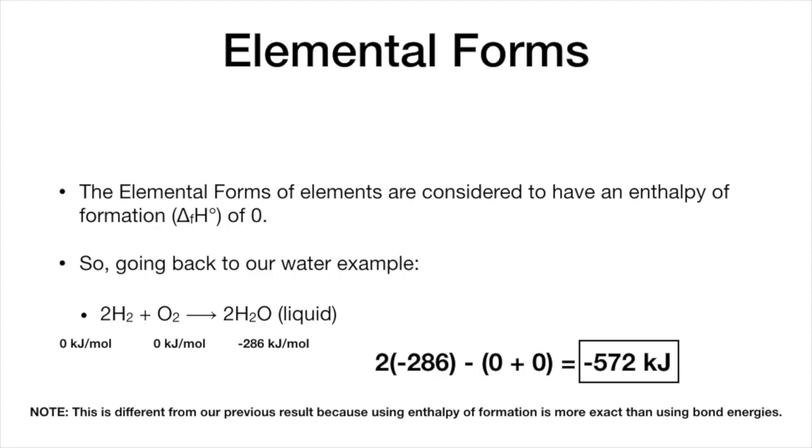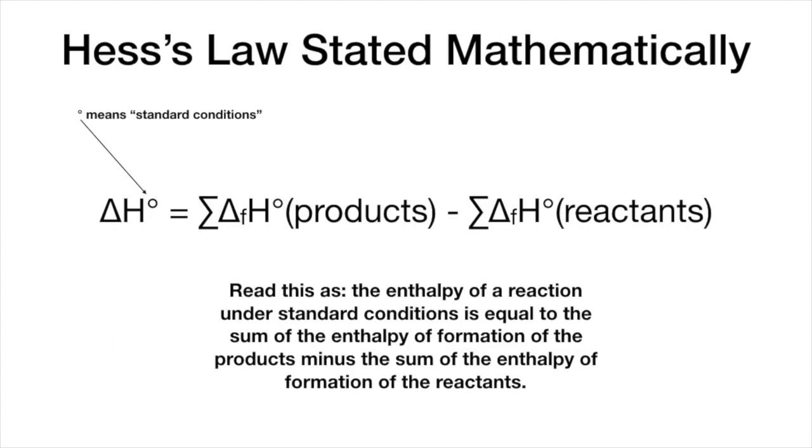So all this has been stated under Hess's law, and here's just a mathematical statement of Hess's law. If you notice these little degree symbols, they just mean that these occur at standard conditions. So the change in enthalpy at standard conditions is the sum of the enthalpies of formation of the products at standard conditions minus the sum of the enthalpies of formation of the reactants at standard conditions.